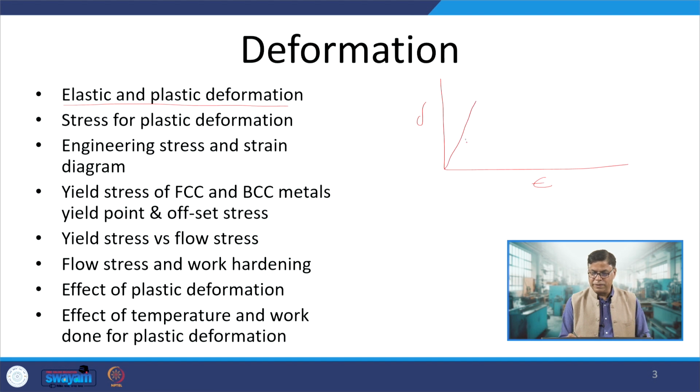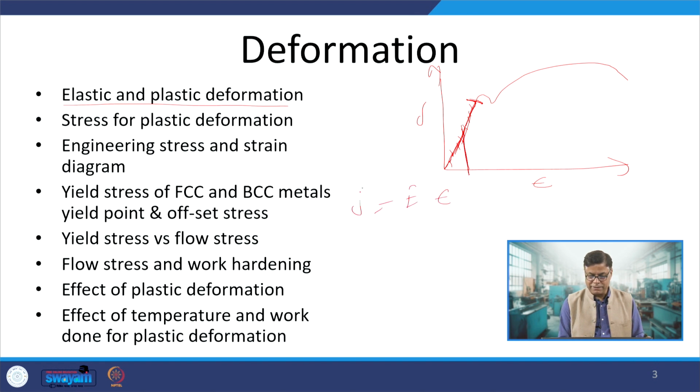So, the initial zone where it is straight is the elastic zone, and then there is a little deviation and then it goes like this. The zone where it is straight follows Hooke's law, and for this zone the stress is proportional to the strain. If you want to determine what stress is required for a given amount of strain, then we can simply multiply the strain with the modulus of elasticity to get the stress, because there is a direct proportionality between the stress and strain within the elastic limit.